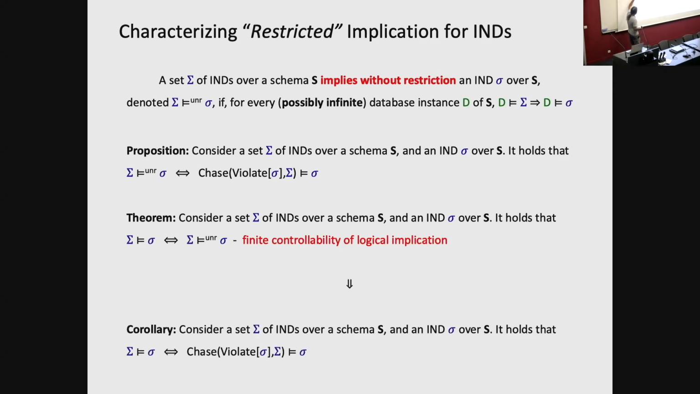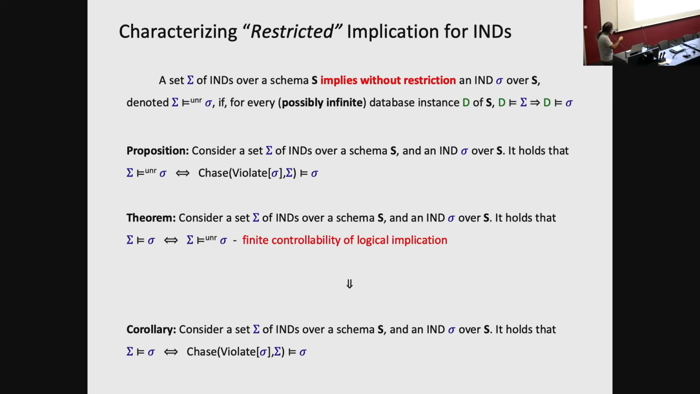And of course, now if we put these things together, since we characterized unrestricted implication via the chase, and since we have finite controllability in place, we will get immediately a characterization of the restricted version of the implication, which means only finite databases matter, which is what we are interested in, via the chase. Okay.